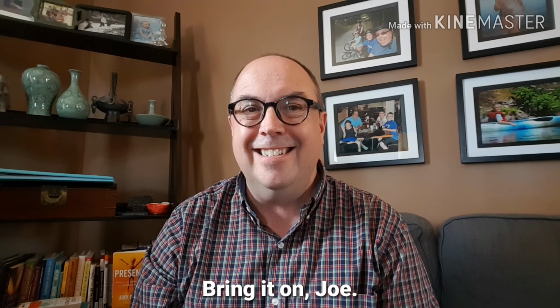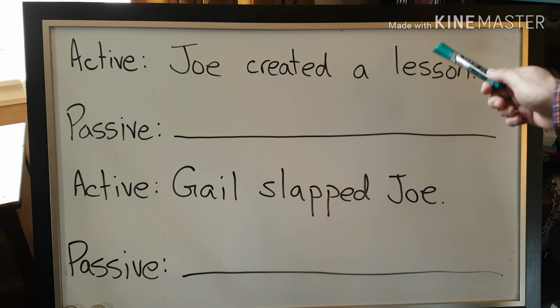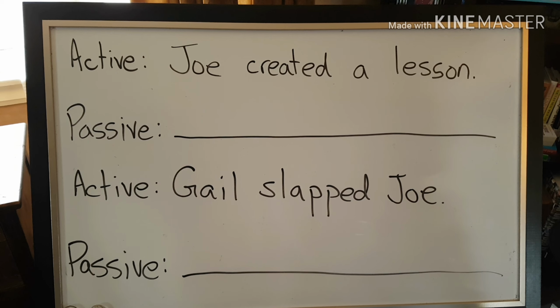All right? I'll show you the active sentence, and then I'm going to get you to pause the video and try and figure it out. Then I'll show you the answers. Okay? Let's try. Okay, so here we can see some examples of active sentences. So the first one is Joe created a lesson. That's the active. We got the subject, verb, and object. So now I want you to pause the video and see if you can think on your own how we would write that in a passive sentence. And then start the video again and you'll see the answer. Okay?